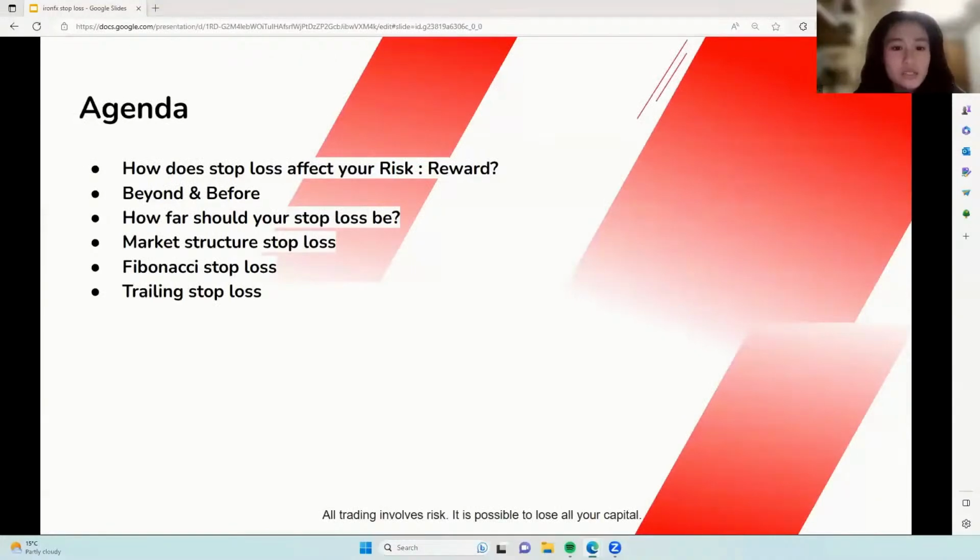So here's our agenda for today. Firstly, we'll talk a bit about how stop loss will affect your risk to reward ratio beyond and before. So if you're wondering what that is, we'll get into that in a little bit. And then how far should your stop loss be, market structure stop loss, Fibonacci stop loss, and then we'll go through a couple of trailing stop loss strategies as well.